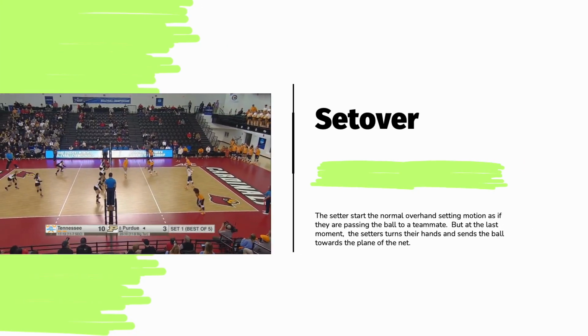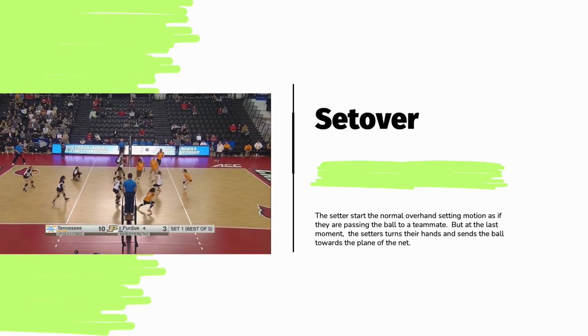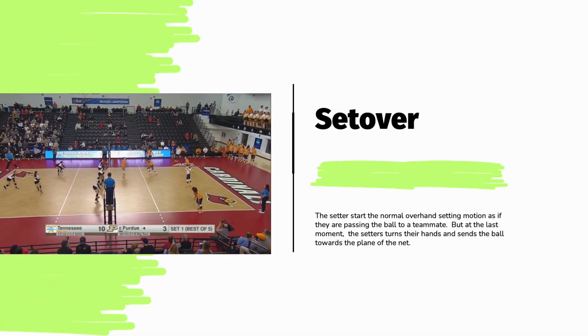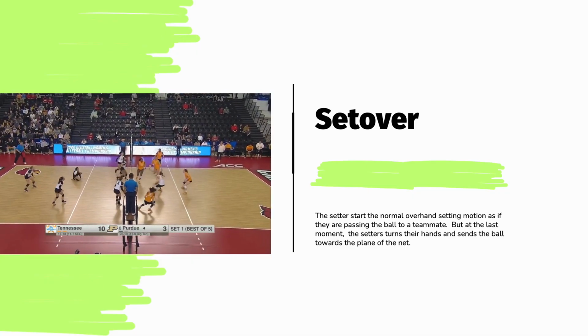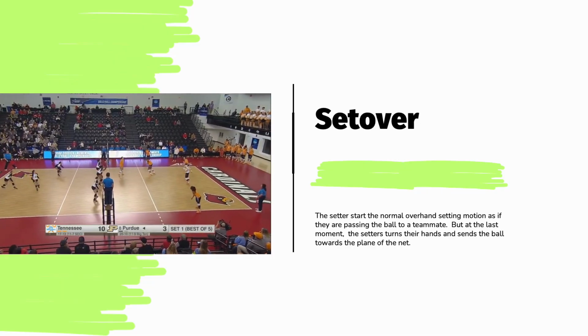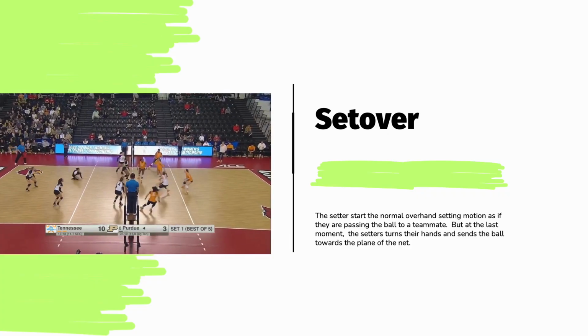A setter over is an attack by either a front or back row setter, where the setter starts the normal overhand setting motion as if they are passing the ball to a teammate. At the last moment, the setter turns their hands and sends the ball towards the plane of the net.